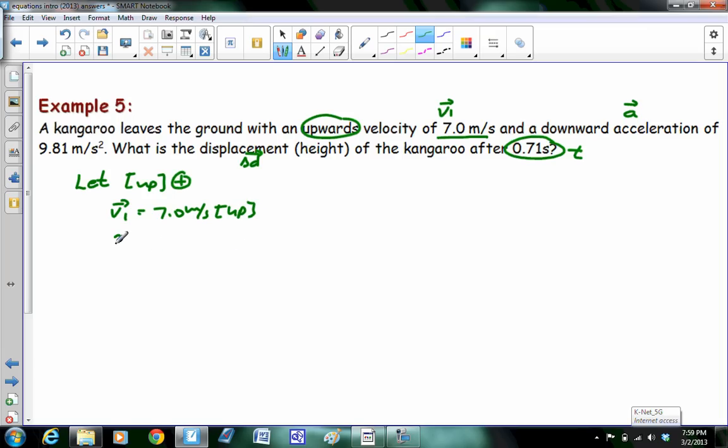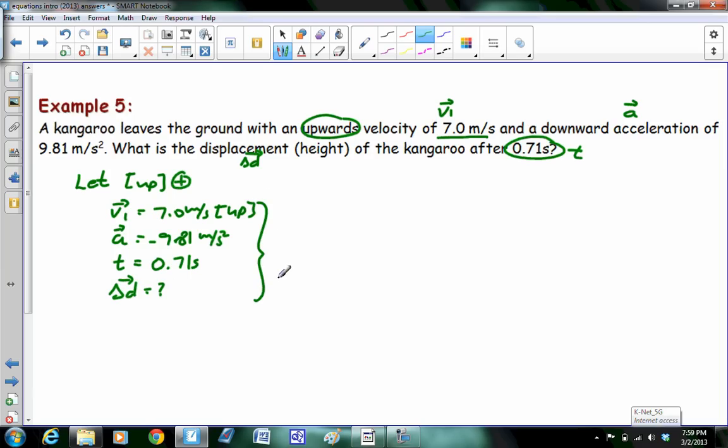I know that my acceleration is 9.81 meters per second squared down, so I'm going to put a negative in front there. And I know I'm going to have my time. So I know what happens after 0.71 seconds, and I'm going to be trying to calculate the displacement of the kangaroo in this case.